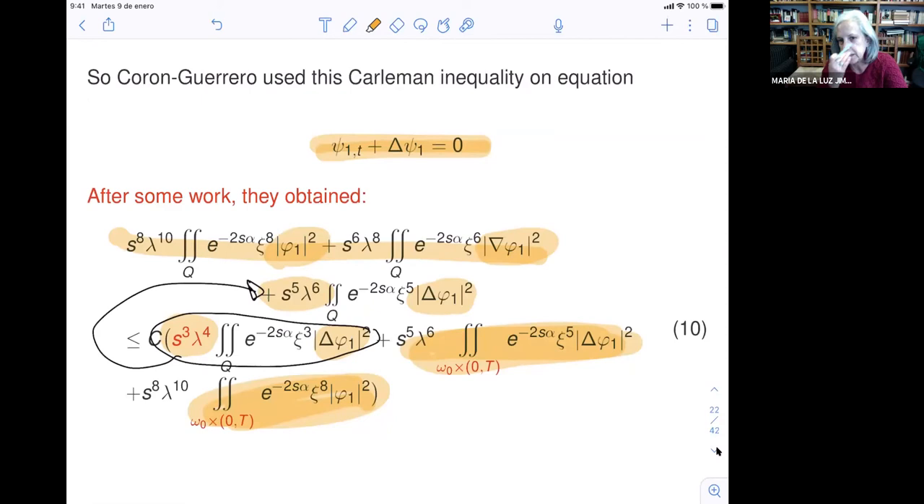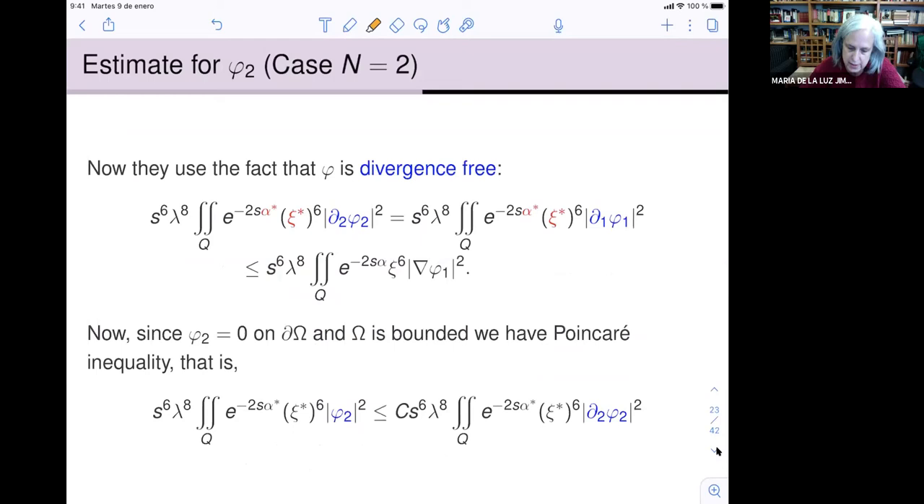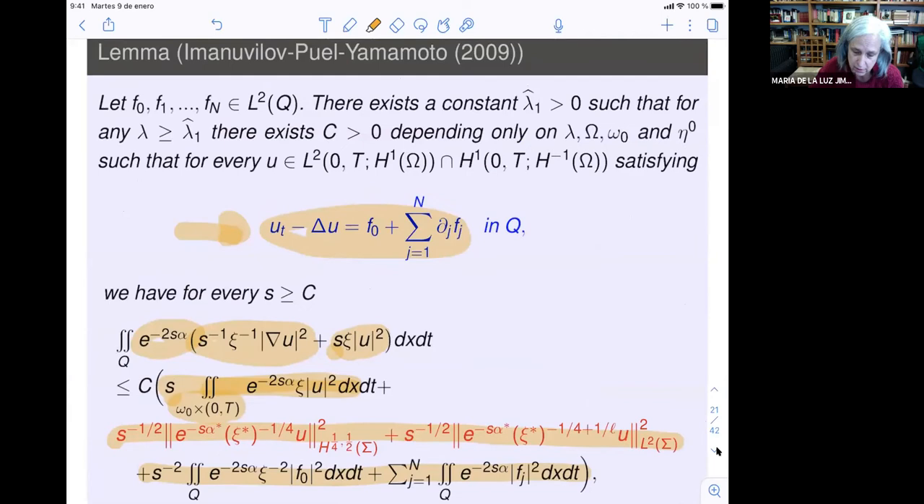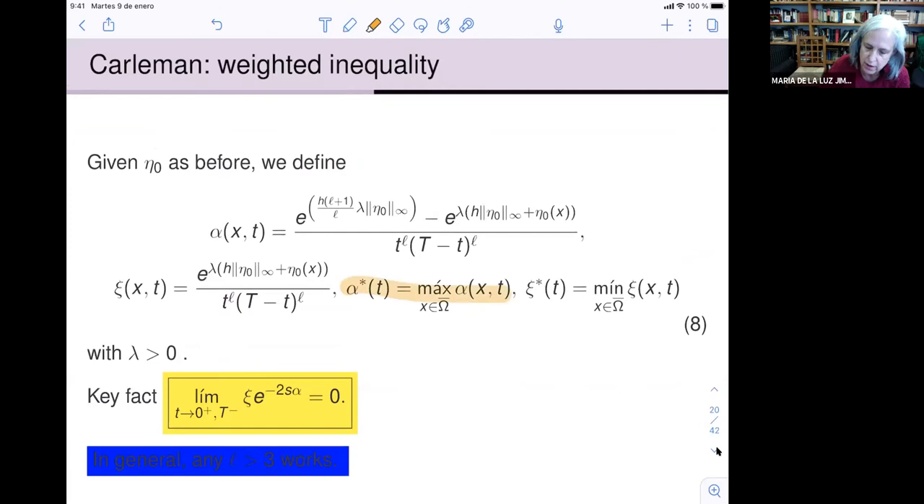Now everything here is for the first component of the Stokes system. So what are we using? Corona and Guerrero use the divergence-free condition of the system. That means that this weighted norm of the partial derivative with respect to x2 of phi 2 is equal to this norm of the partial derivative of phi 1. Observe that my weights are alpha star and psi star. Why? Because we are considering something that does not depend on the x variable. Alpha star is this maximum, so it depends on t but not on x, and psi star is a minimum, so it depends on the minimum over x.